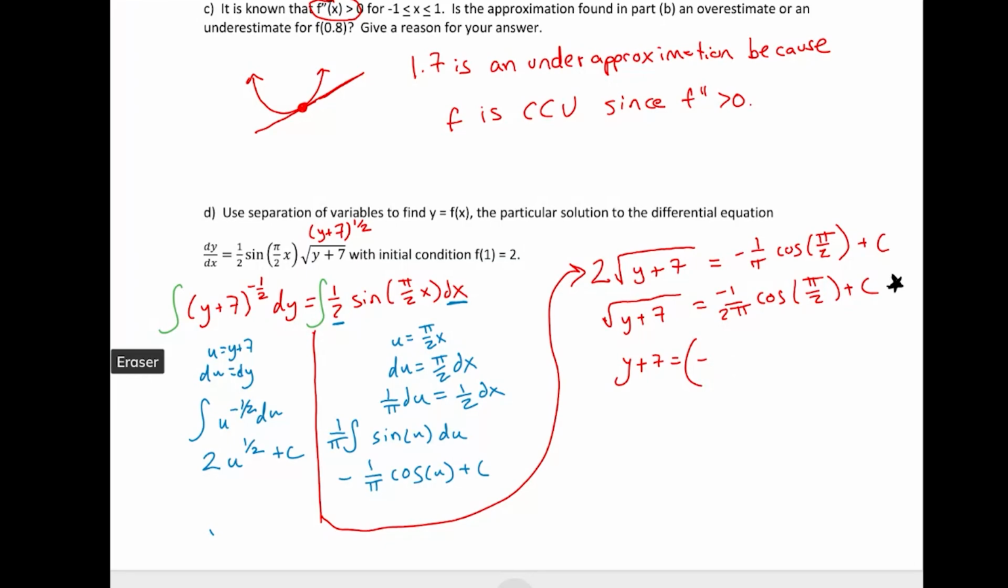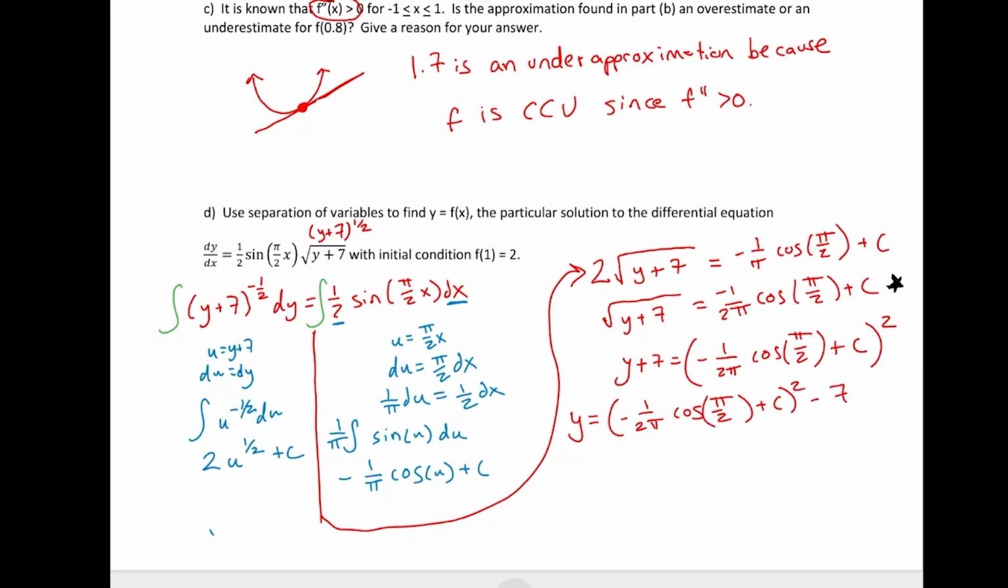Let me clean that up, make it a little easier to look at. So negative 1 over 2 pi cosine of pi over 2 plus c. We're going to square it. That's what we wanted to do on that step. We want to square both sides. Next, we're going to subtract 7 from both sides. So now we've got y equals negative 1 over 2 pi times cosine of pi over 2 plus c, all that squared, minus 7. So now it's time to figure out what that c value is.